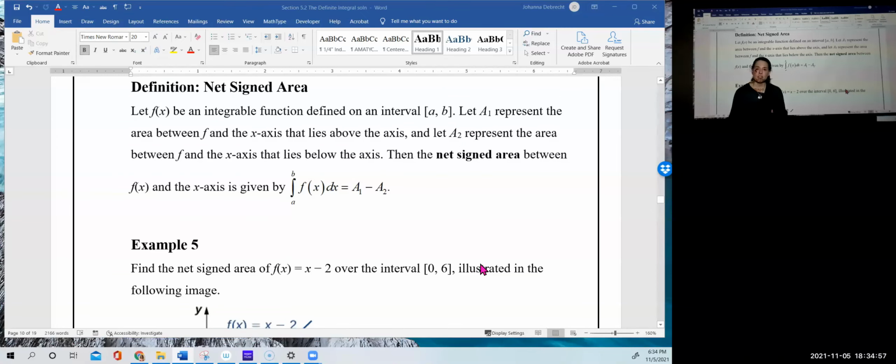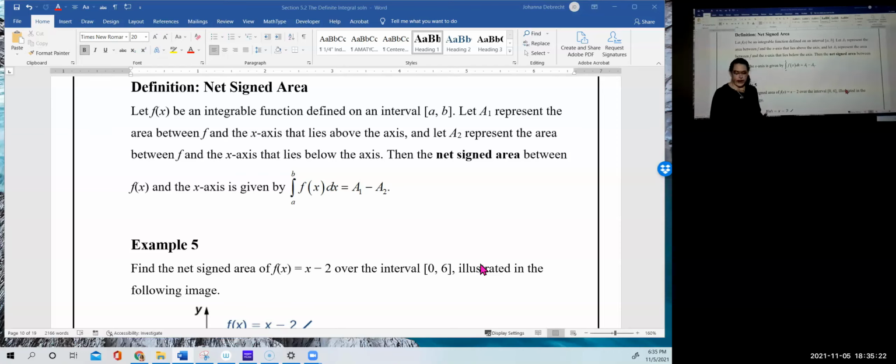What is the definition of net signed area? Well, it turns out that the definition of net signed area is simply the definite integral. It will automatically take care of the sign. So what we're looking at here is the definite integral from a to b of f of x dx, which gives us net signed area, a1 minus a2.